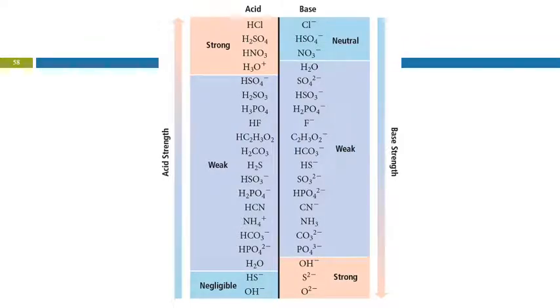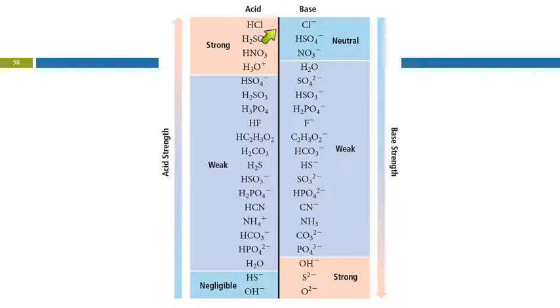So here we have a list of acids and their conjugate bases in order of strength. So over here on the left side we have acid strength, and up at the top we have the strong acids. There's HCl, sulfuric acid, nitric acid. Hydronium ion is considered a strong acid. And then we get into the weaker acids, and then we get down here to things that are really negligible. They don't really act like an acid at all.